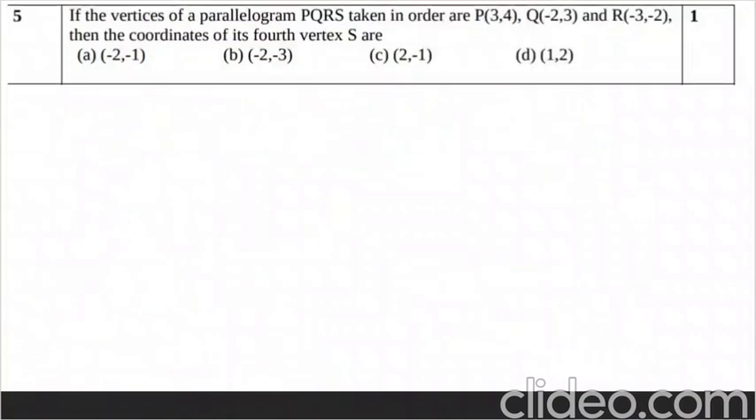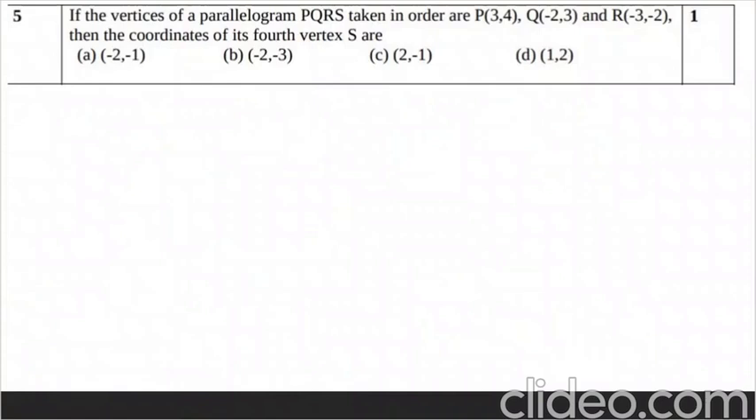Moving to the next question. If the vertices of a parallelogram PQRS are taken in order, P is given as 3, 4, Q is given as minus 2, 3, and R is given as minus 3, minus 2. Now we have to find out the fourth vertex, that is S.